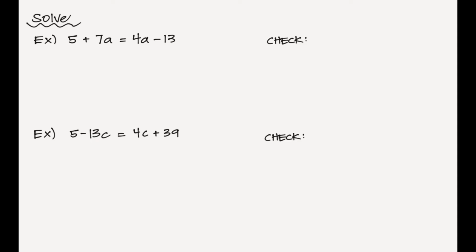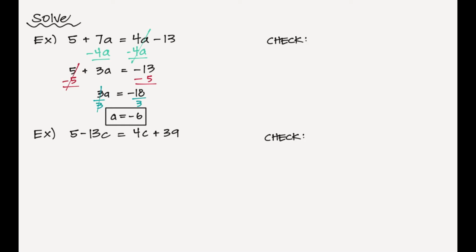5 plus 7a equals 4a minus 13. I have no parentheses, so let's move the variables both to the left. So I'm going to subtract 4a on both sides, which leaves me with 5 plus 3a is equal to negative 13. Now I'm going to move the lonely number to the opposite side, so I'm going to subtract 5 on both sides, and then I'm left with 3a is equal to negative 18. Final step. Let's get rid of the leech. So let's divide both sides by 3, and I find that a is equal to negative 6.